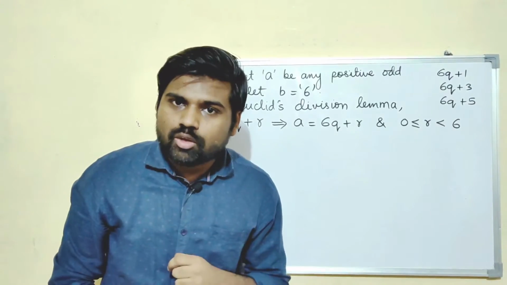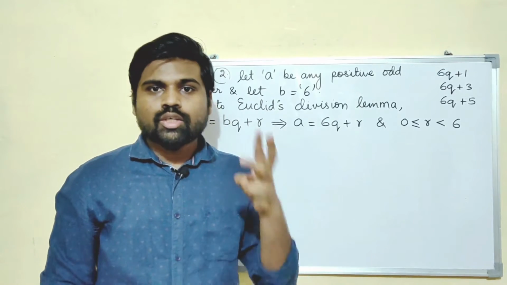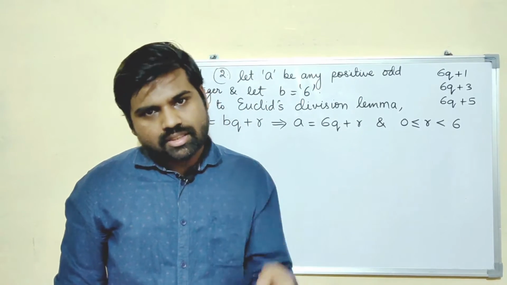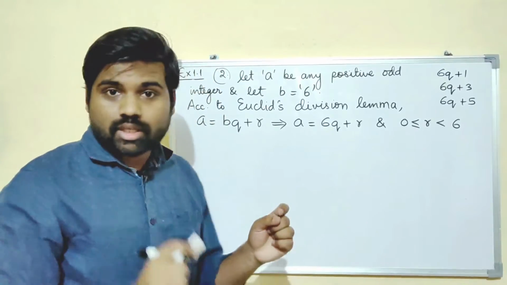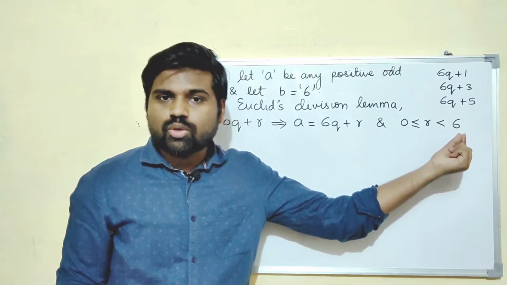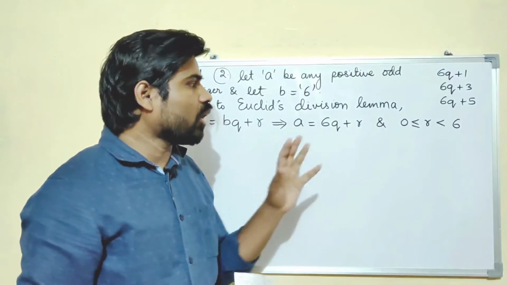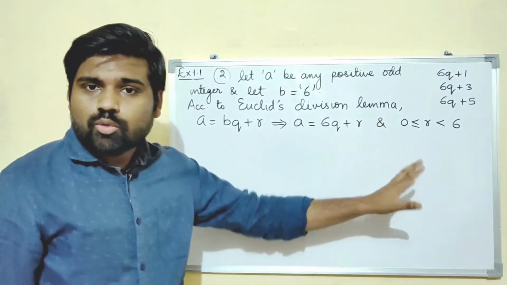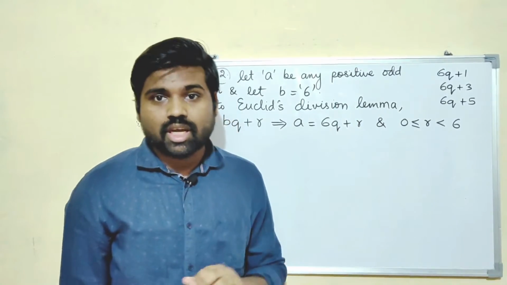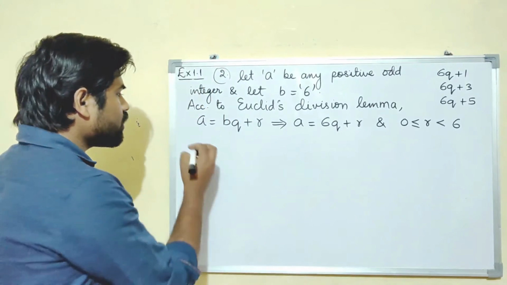So the value of b is 6. Now what will be the value of r? The value of r can be 0, 1, 2, 3, 4, 5 and 6, sorry, not 6, because the remainder can never be equal to the divisor. In the flow I said that, but it is not there. Now we'll make the cases. How many cases will be there? There will be 6 cases, starting from 0 to 5. Now let us see each case.